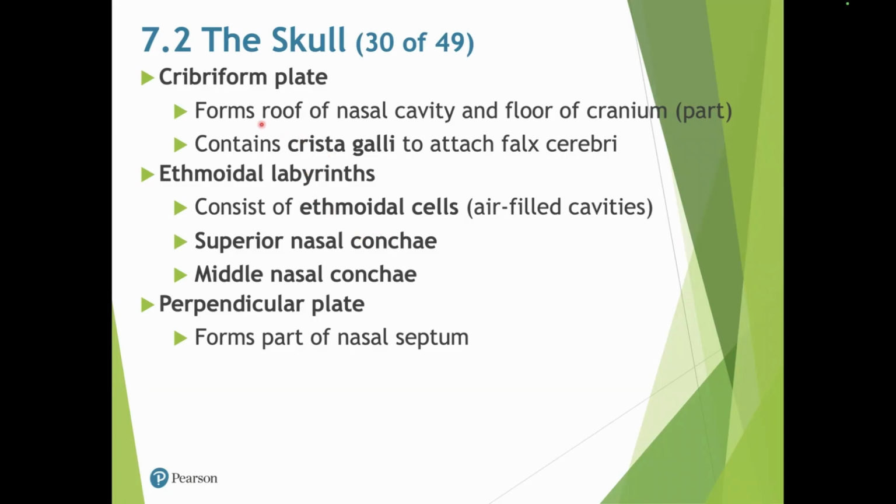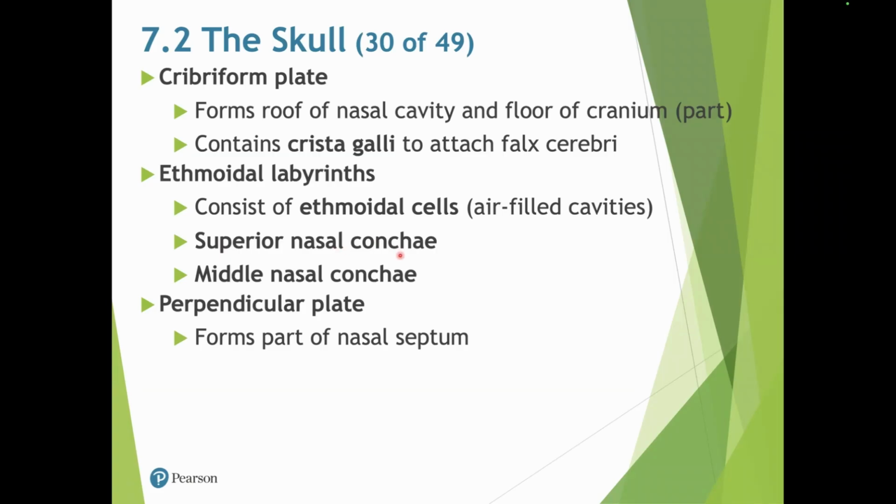Cribriform plate is going to form the roof of the nasal cavity, and also the floor of the cranium, at least part of it. It is going to contain the crista galli to attach to the falx cerebri. We'll show that in the picture here soon. It is going to have ethmoidal labyrinths, which are going to have those ethmoidal cells, basically the air-filled cavities. That's what the ethmoidal cells are.